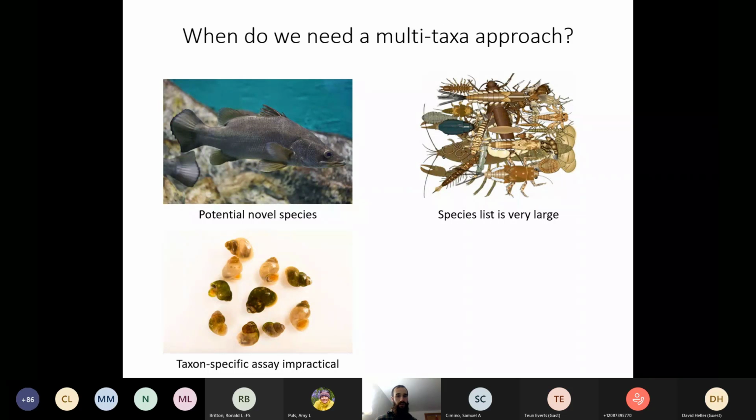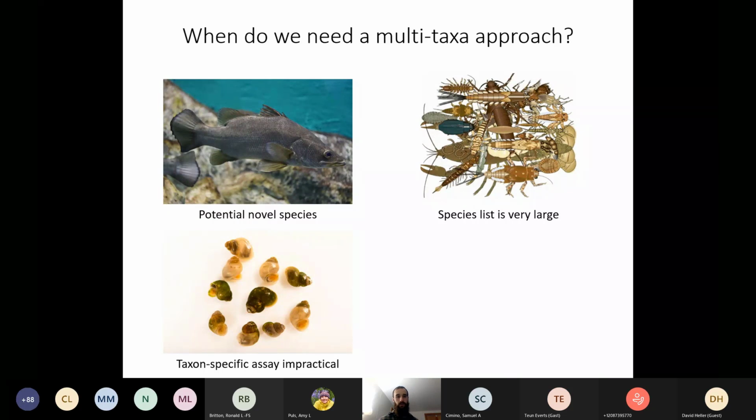You may be better suited to a single species approach if you have a highly targeted question where you have a low tolerance for errors, both false positives and false negatives, and also where you have a limited budget and you really need to constrain the analyses that you do to the specific questions of interest. But there are some cases where your question is inherently multi-taxa or inherently calls for a multi-taxa approach. I think there are three main categories that this falls into that I can think of, but maybe other folks can think of other examples during the discussion time. One is if you have a potential novel species that you're interested in detecting.